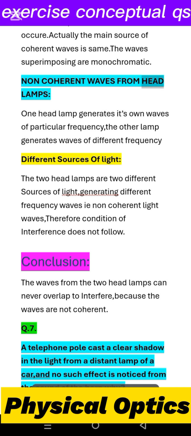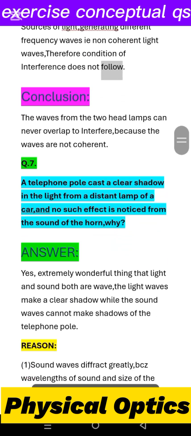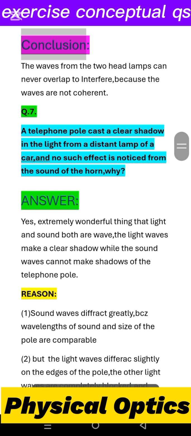Non-coherent waves from headlamps. One headlamp generates its own waves of a particular frequency. The other lamp generates waves of a different frequency. The two headlamps are two different sources of light, generating different frequency waves, i.e. non-coherent light waves. Therefore, the condition of interference does not follow. Conclusion: the waves from the two headlamps can never overlap to interfere, because the waves are not coherent.